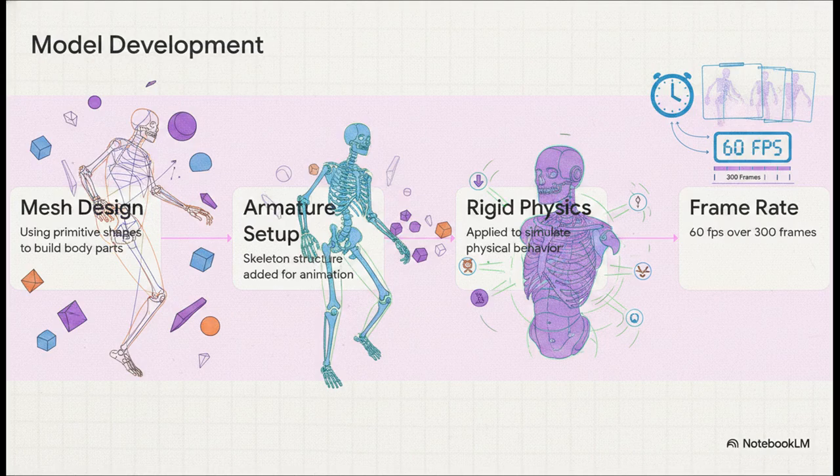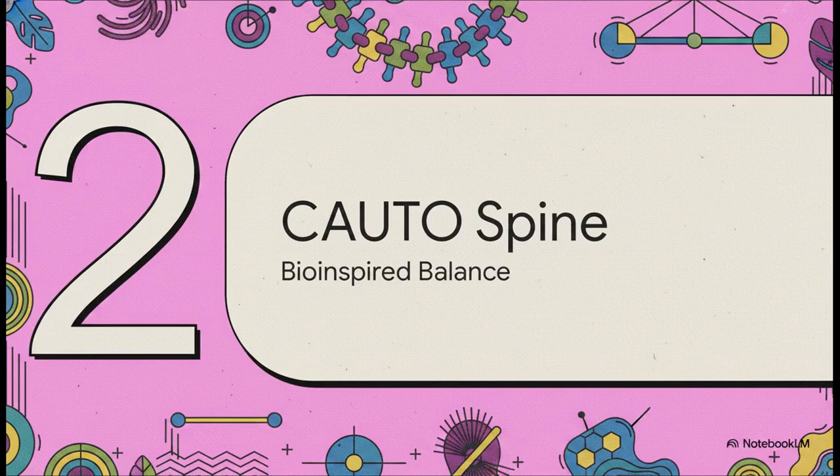And fourth, we set our frame rate and time steps. For our setup, we're establishing a super smooth 60 frames per second to ensure high precision. It's a brilliant workflow that really illustrates how a digital twin is systematically constructed from the ground up. Moving right along to Section 2, the CAUTO spine architecture, bioinspired balance.